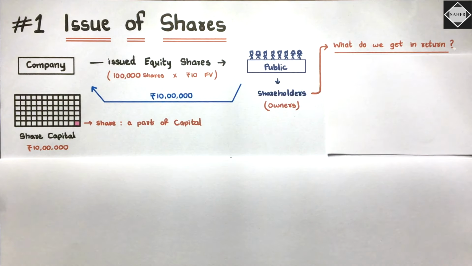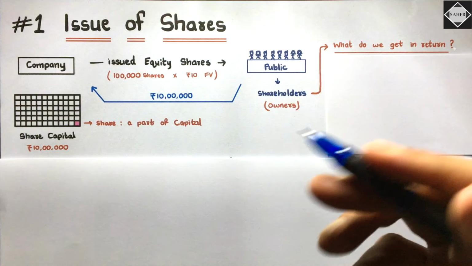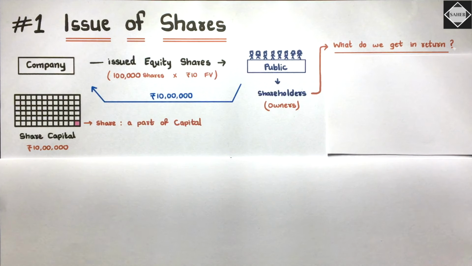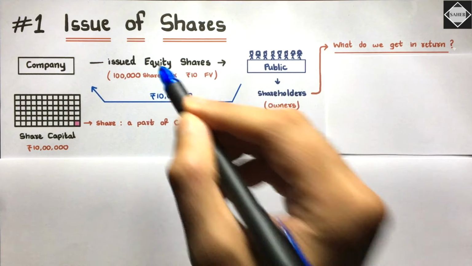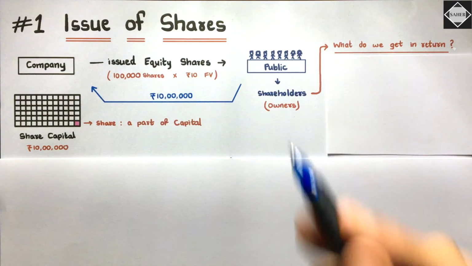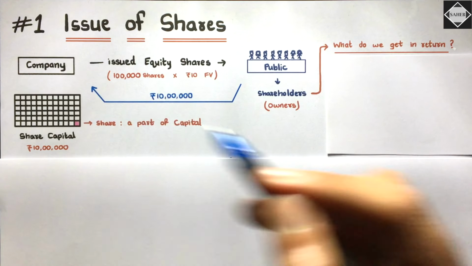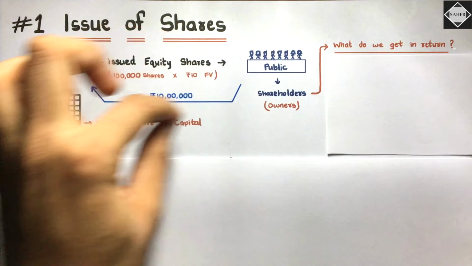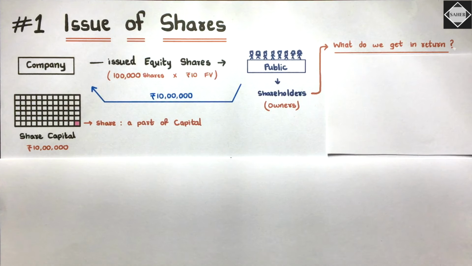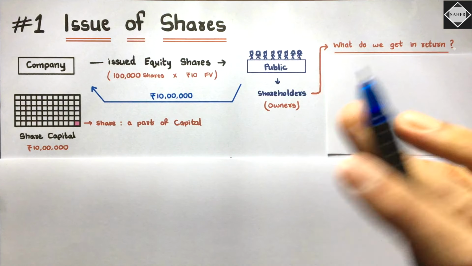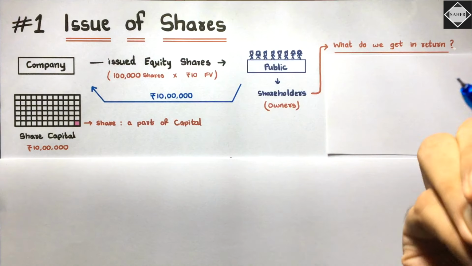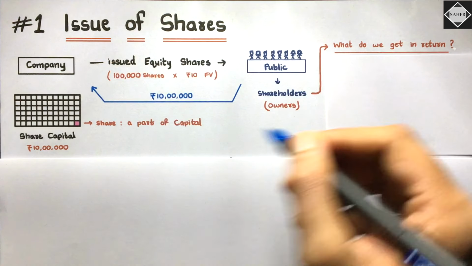Public means ordinary people who have got to know about this issue in the media, in the newspaper, everywhere. And they decided to subscribe to this issue. They decided to purchase these shares and become the owners of this company. Let's just say 2000 people decided to purchase the shares, and the company got the money. How much? 1 lakh into 10, that's 10 lakh. The company got the money, and these ordinary people who subscribed to this issue became shareholders. They are the holders of the shares now, so they are the owners of the company.